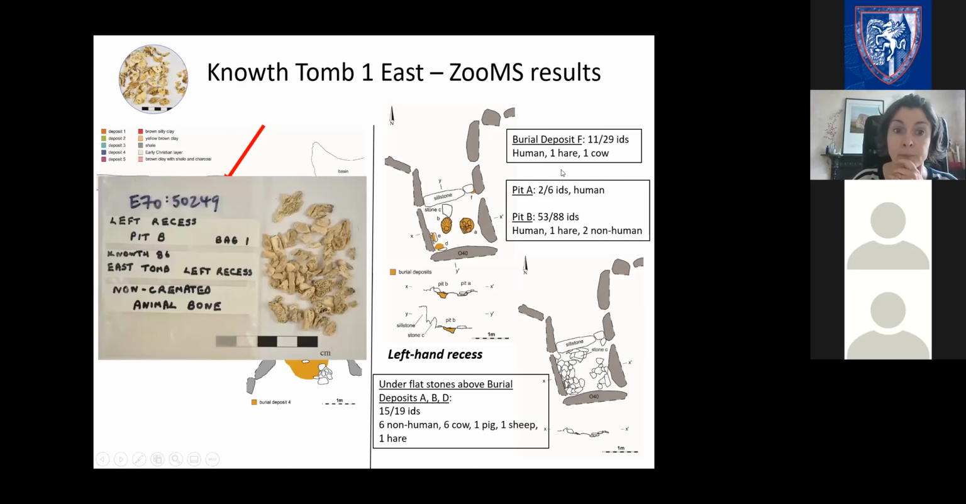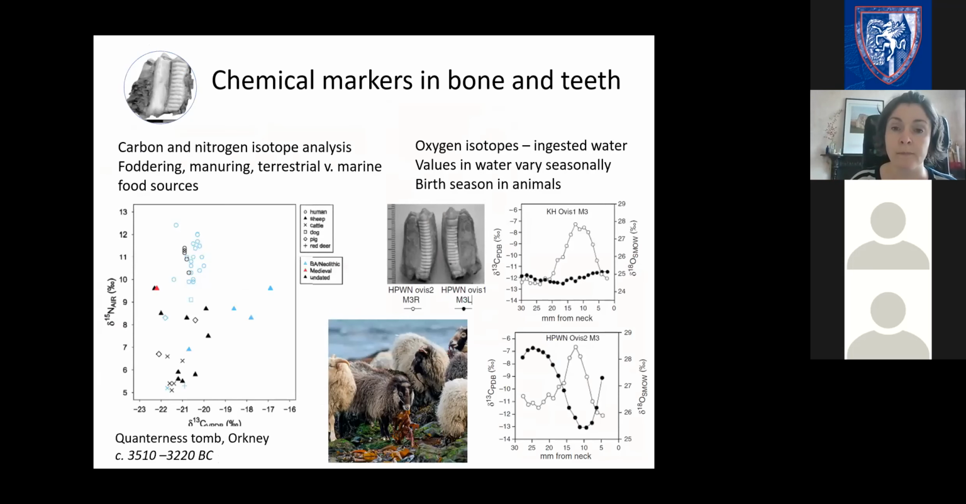So I suppose the take home from that is that what had previously been labeled as animal bone, because understandably the zooarchaeologist couldn't ID that to a species, we found an awful lot of that was actually human bone that had been processed and deposited in these pits and cuts in Eastern tombs. So very interesting insights into mortuary practice from using ZooMS.